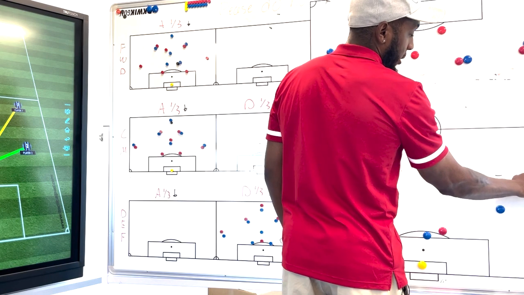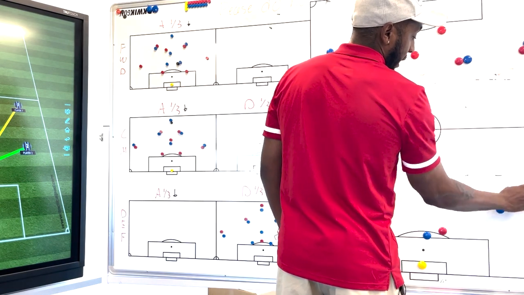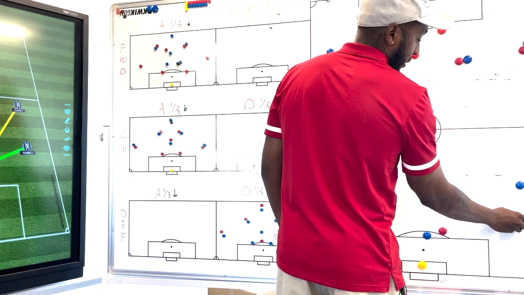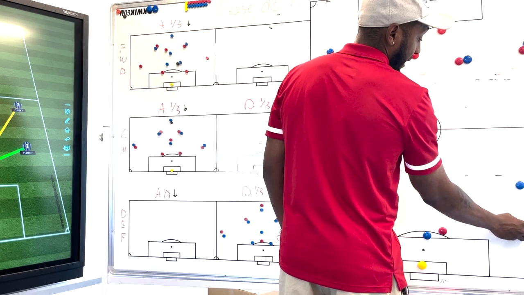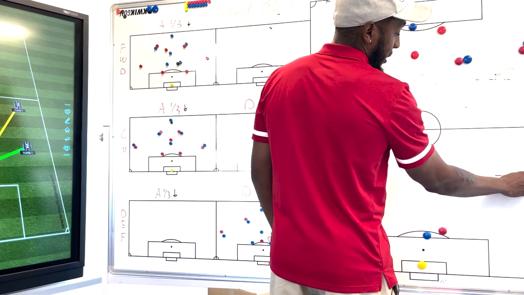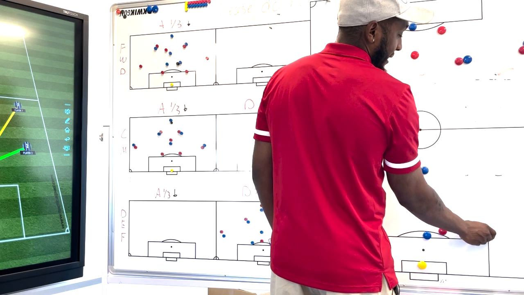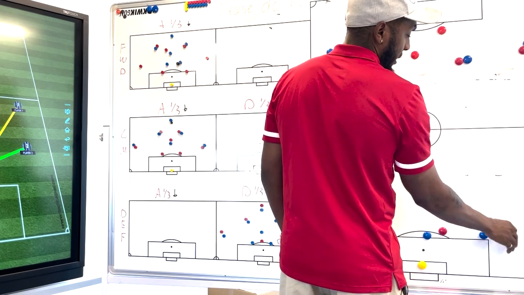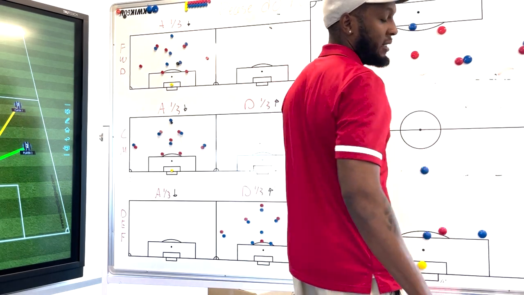And if we do, and he gets by our outside back here, as our center back comes to defend and delay, then our outside back can now come in and slide into his role until the play is dead, and then they can switch back.